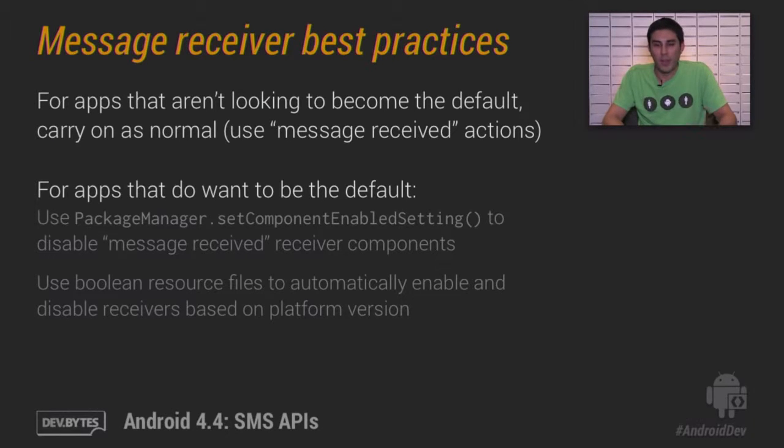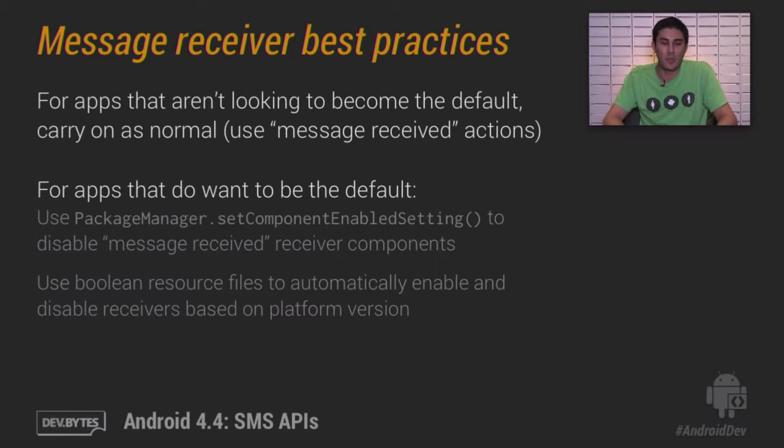So that means that when they're running on KitKat, they should really disable the one that's not being used, the message received actions. To do that, they should use the package manager.set component enabled setting method. That way they can disable these and they won't be using unnecessary resources and be triggered as new SMSs come in.